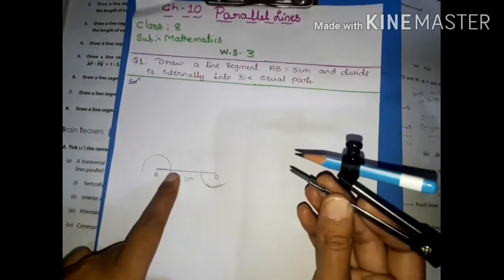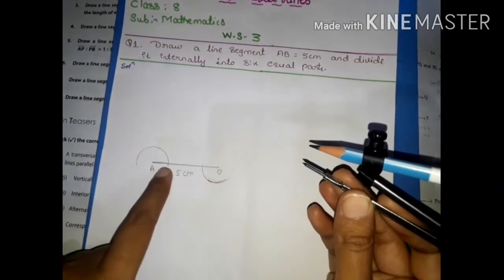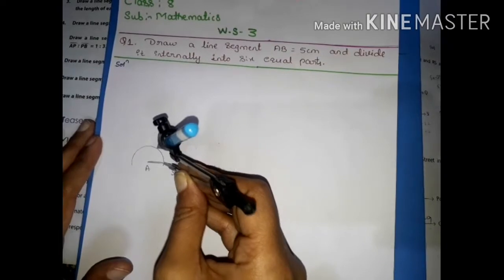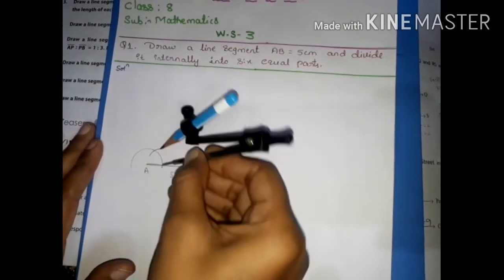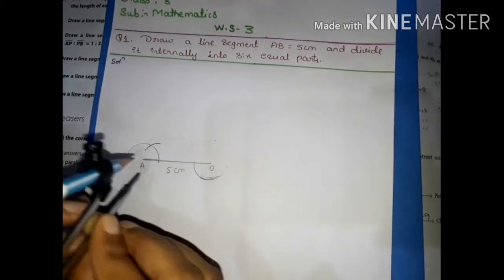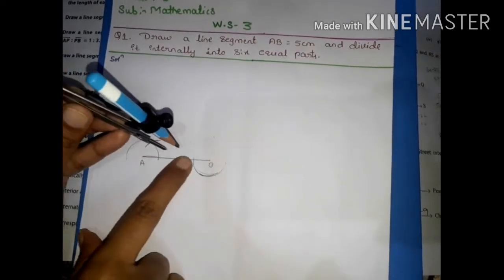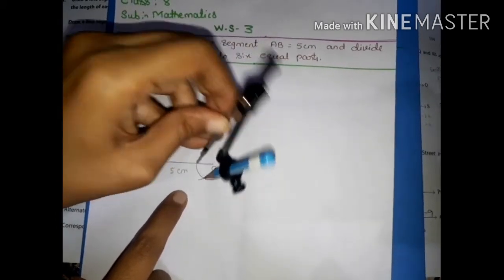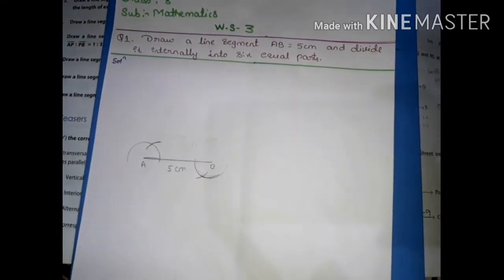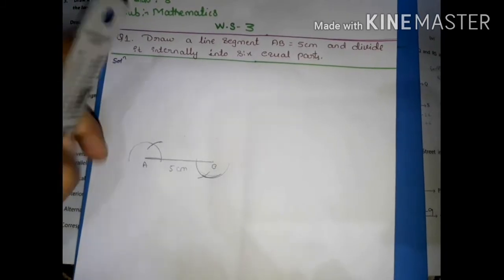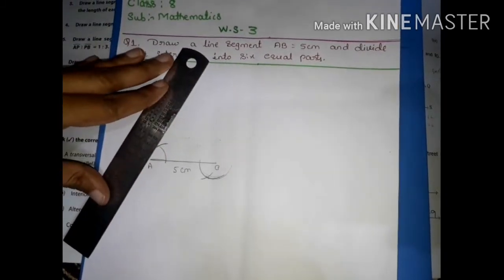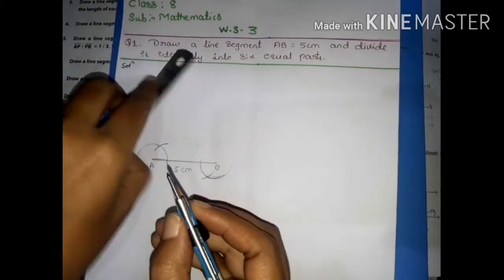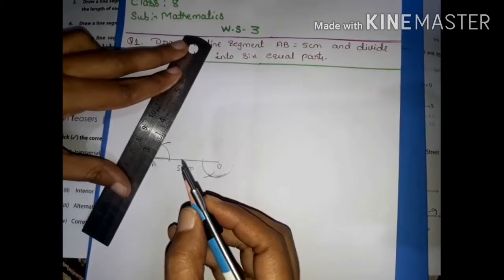Next, where the semicircle meets the line segment AB, without changing the measurement, draw one arc on the semicircle. Similarly, at point B where the semicircle meets, draw another arc on the semicircle. Next, using a scale, draw a line from point A through the arc where it meets the semicircle.